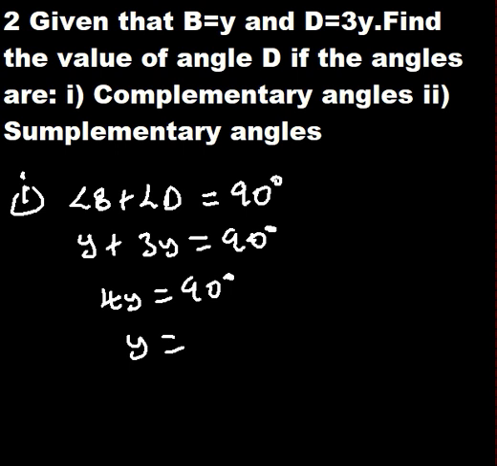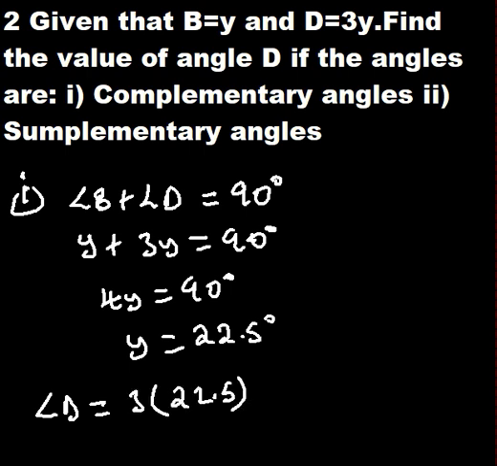So what is the value of y? 90 divided by 4 is 22.5 degrees. If that is the case, the value of angle D is 3 times 22.5, which is 67.5 degrees. And likewise do the same if they are supplementary angles.